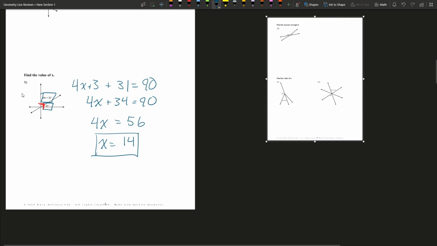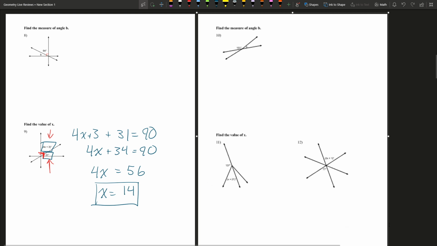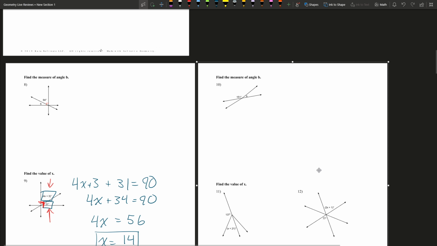Also, just as a review on number 9, this angle and this angle, because they add up to 90 degrees, are considered complementary. Number 10 says find the measure of angle B. So this big angle and this small angle form a linear pair because their non-common sides form opposite rays.